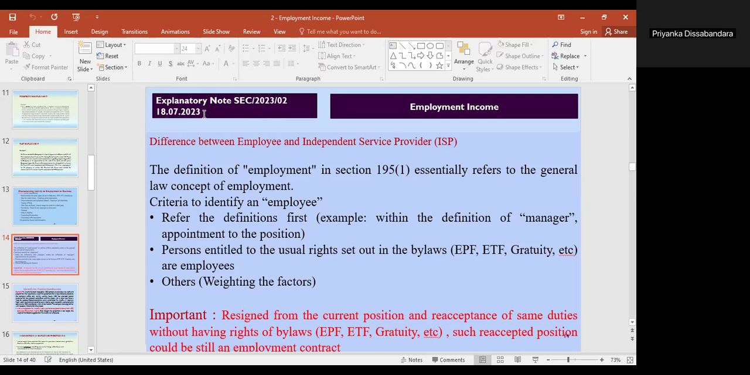Most of the taxpayers, most of the individuals wanted to determine whether their income is from employment or from an independent service contract. Because of that, we had a big issue. Therefore, we have issued an explanatory note.